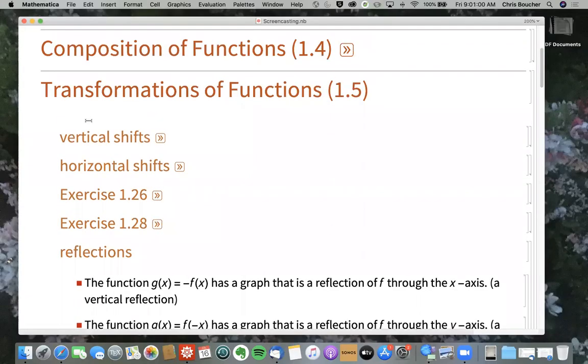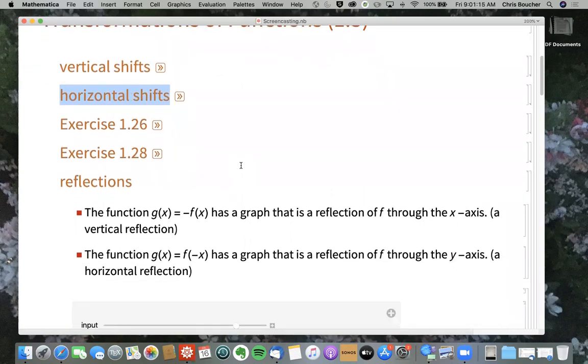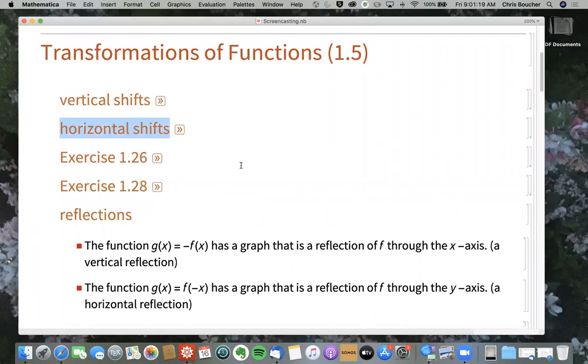Hey folks, today's screencast we're going to pick up and finish talking about transformations of functions. In the previous screencast, we talked about shifts, both vertical shifts and horizontal shifts. So check out that screencast for that. Today, we'll talk about reflections and stretches and then inverse functions, which is section 1.6.